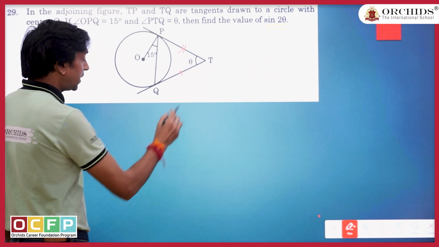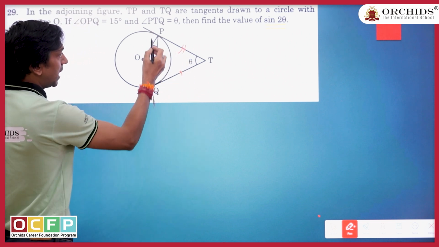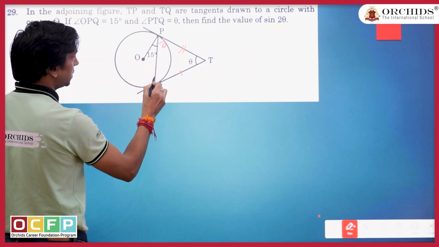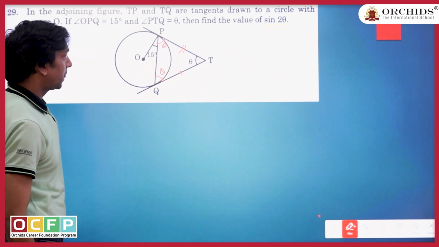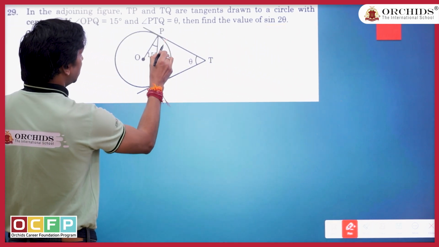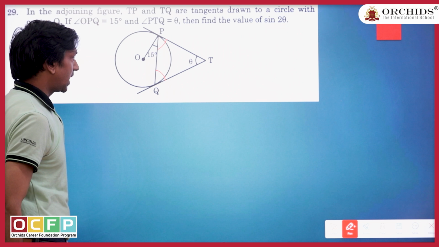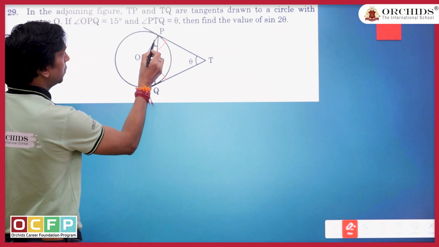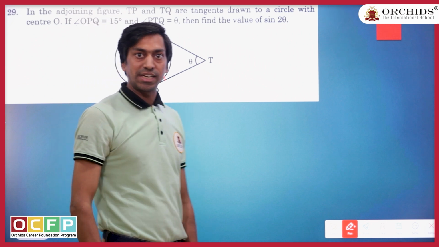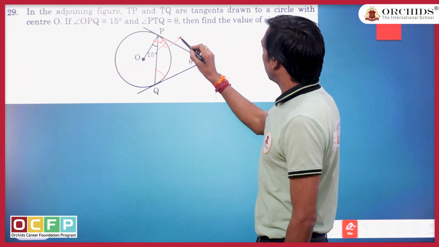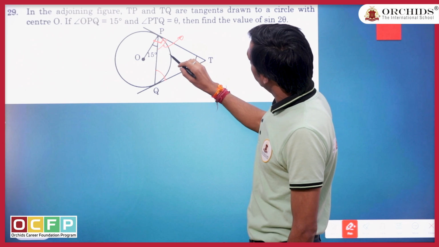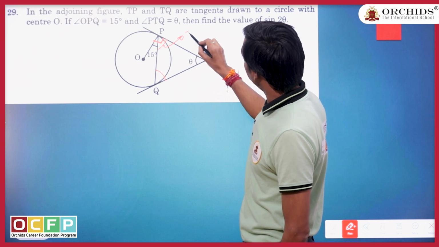If I use that result, I'll get length PT equal to TQ. So this will make one isosceles triangle, and if this angle is theta, this angle will also be equal to theta. Theta is already taken, so we can take another angle. This angle will be obviously equal to this angle, both angles will be equal, and I know this complete angle is 90 degrees, because the radius is perpendicular to the tangent. From there I can get the value of this small angle: 90 minus 15, that is equal to 75 degrees.